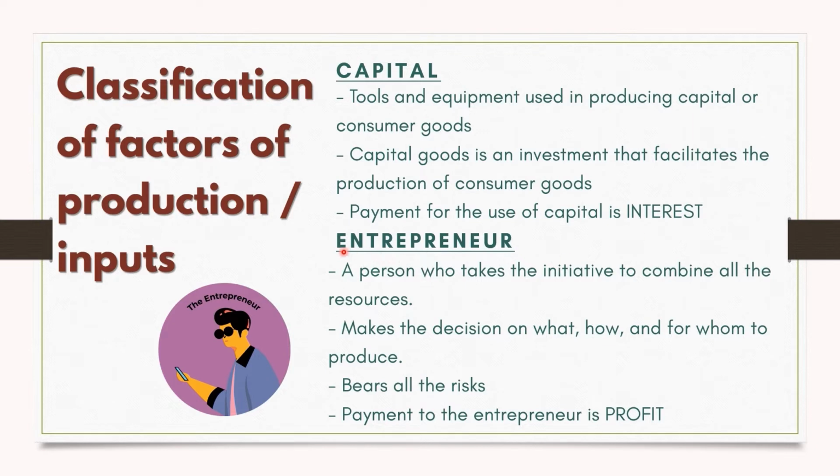Next, we move to entrepreneur. Entrepreneur ni usahawan. An entrepreneur is a person who takes the initiative to combine all the resources. Entrepreneurs usually make decisions on what, how, and for whom to produce. They also bear all the risks, meaning entrepreneurs are willing to take risks and like to take challenges. The payment for the entrepreneur is profit. Profit is untung.